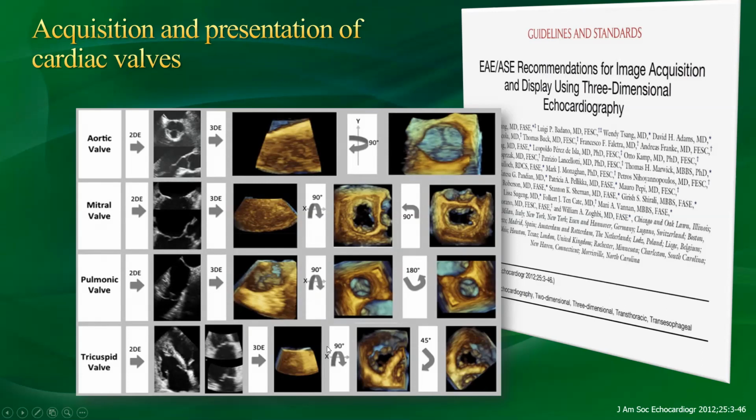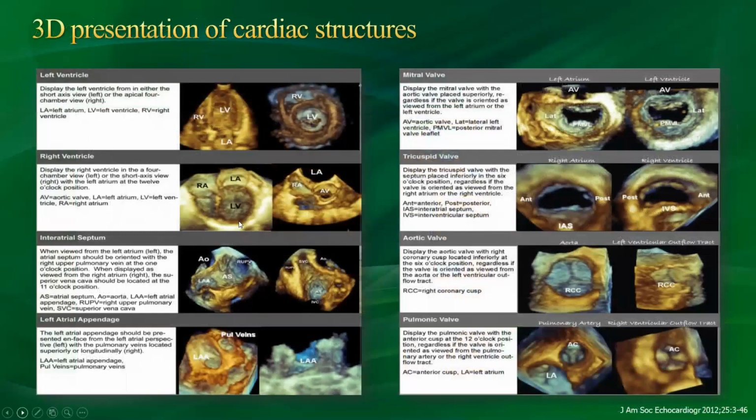Maybe in the future. For the tricuspid valve, you actually have better success with transthoracic echo because it's an anterior structure. Generally, when we acquire that, we would like to have the ventricular septum at 6 o'clock. Whether you're looking from the RA or the RV, you want the septum at 6 o'clock. This is the same 3D presentation from the ACC paper, highly recommended.